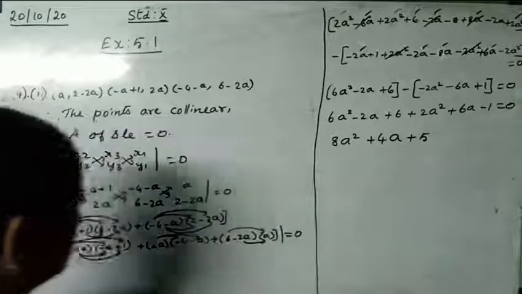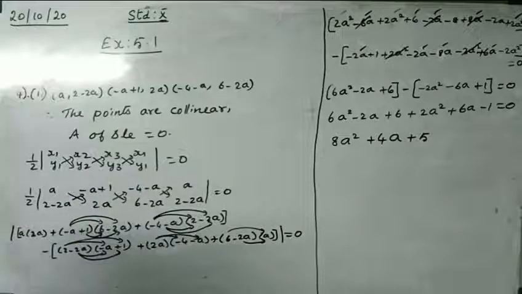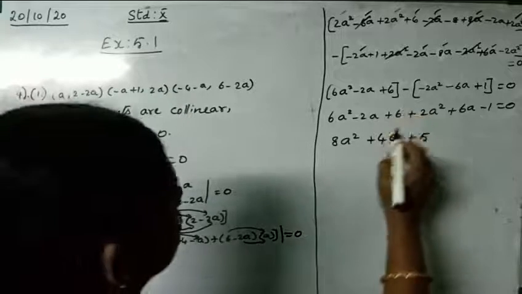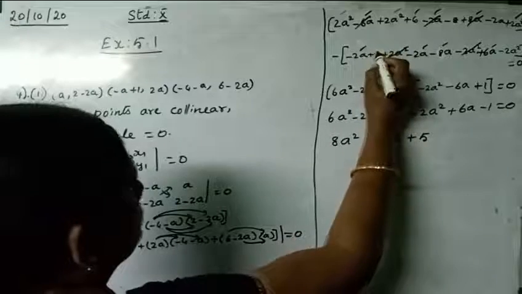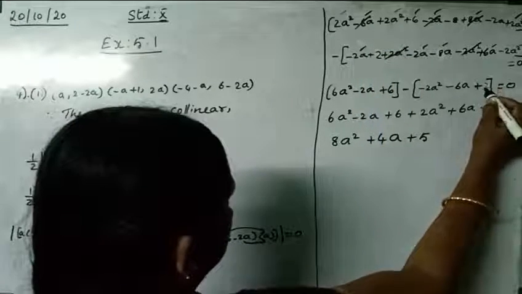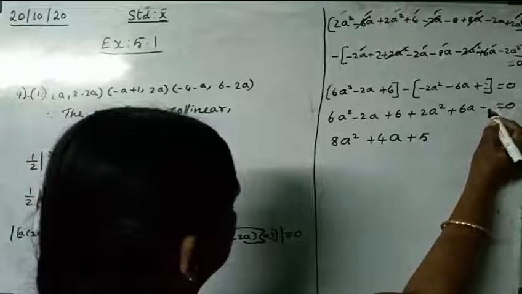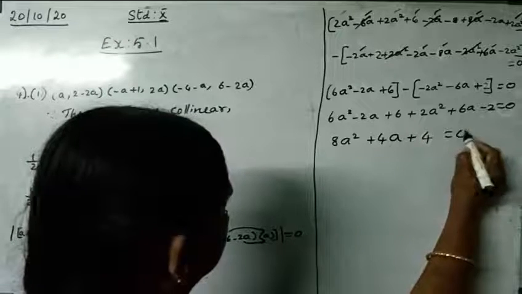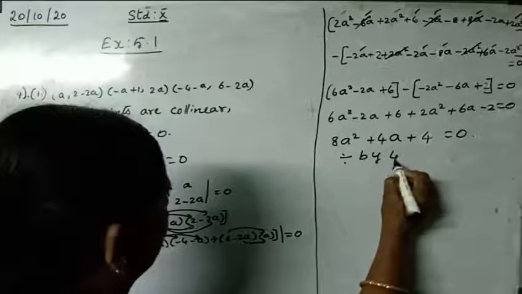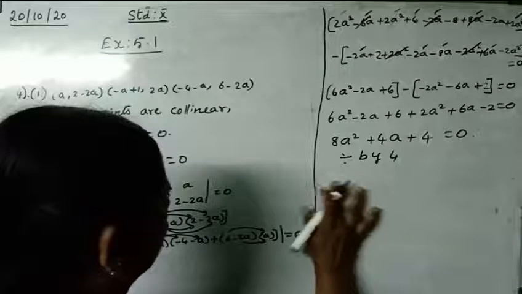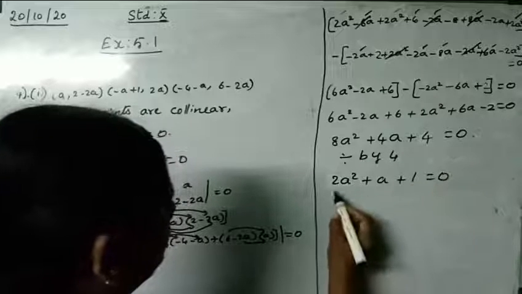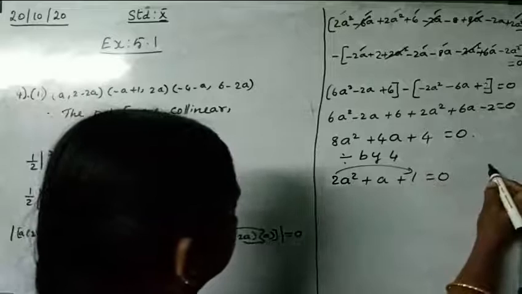Let me check once again where we are getting 1. 2a minus 2a. 2 into 1 is 2. Here it is 2. So we are getting the number 2 here. So minus 2. So it is 6 minus 2 is 4 equal to 0. So divide by 4. So it becomes 2a square plus a plus 1 equal to 0. Now factorize this. 2 into 1 is 2.